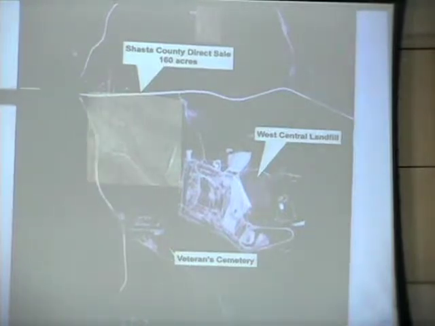So our plan is to maintain this in perpetuity in its native condition. And it would also be available if the veteran cemetery in 100 years ever moved that far north. Certainly the board would be in a position then to provide those lands. But our plan is to maintain it as a buffer in perpetuity.